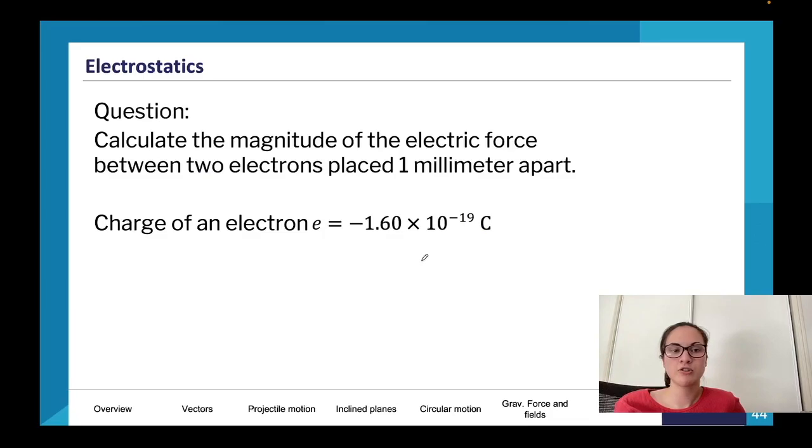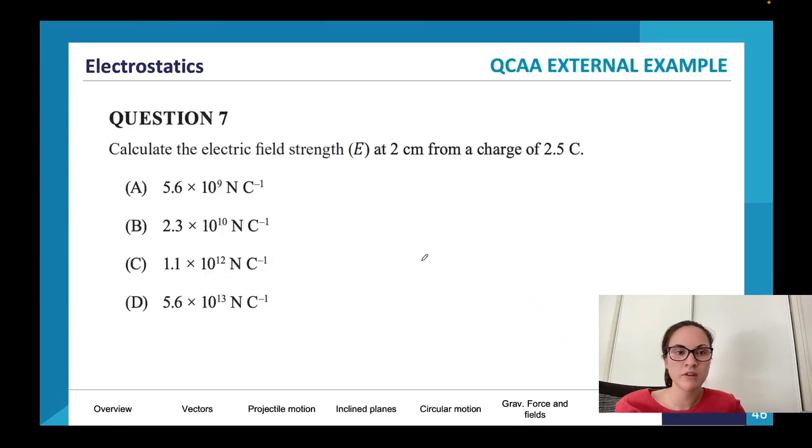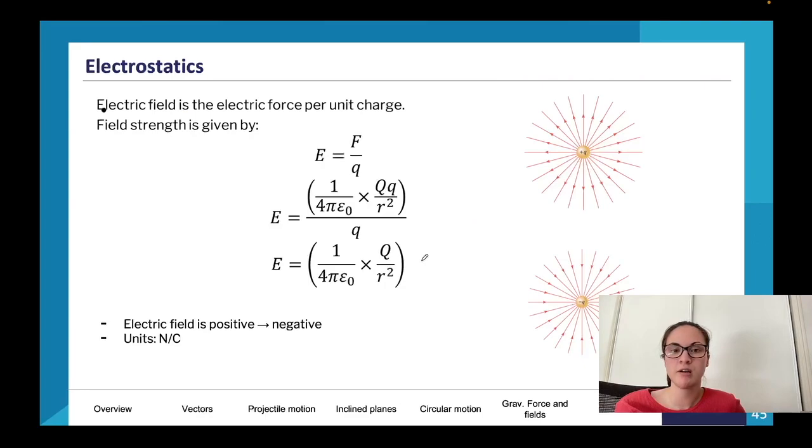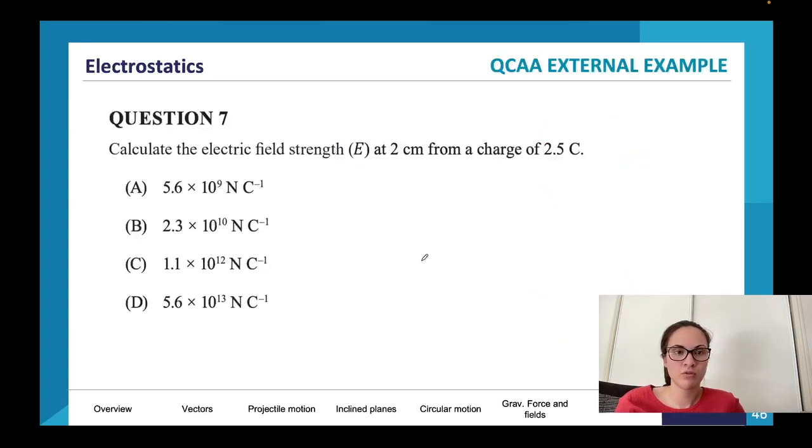That is the charge of an electron. It says to calculate the magnitude of electric force between two electrons placed 1 millimeter apart. I think we're going to move on from this question because we don't have a lot of time. But we'll do this question instead: calculate the electric field strength at 2 centimeters from a charge of 2.5 coulombs.